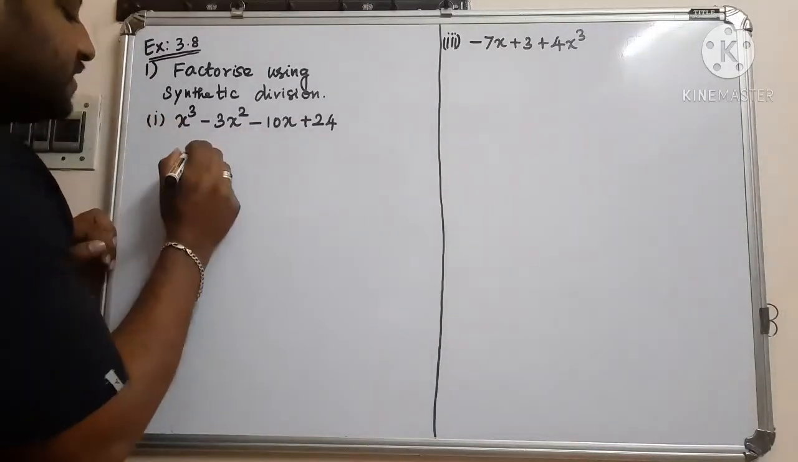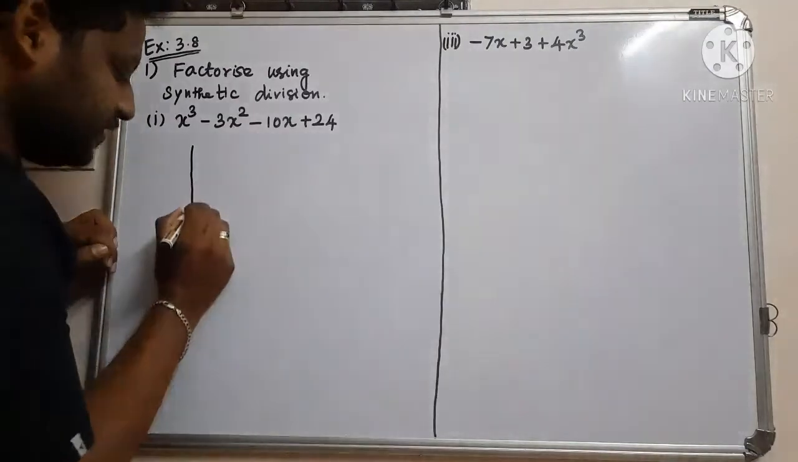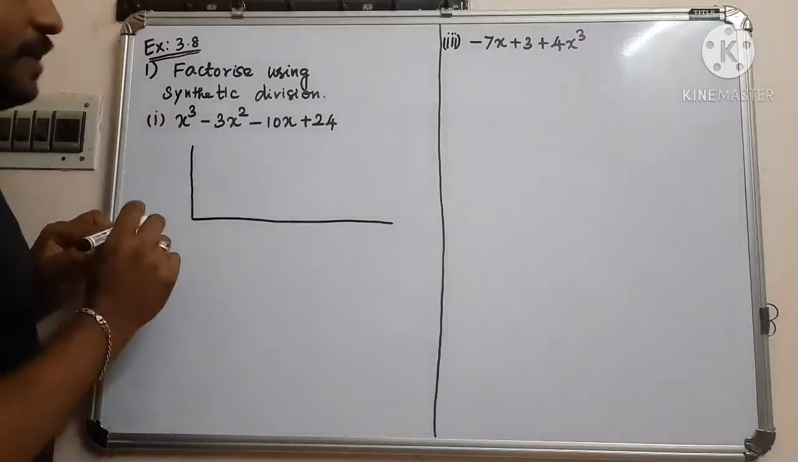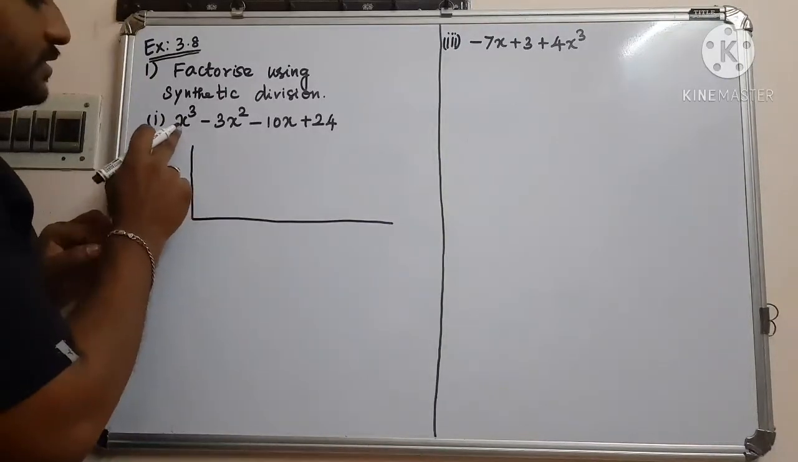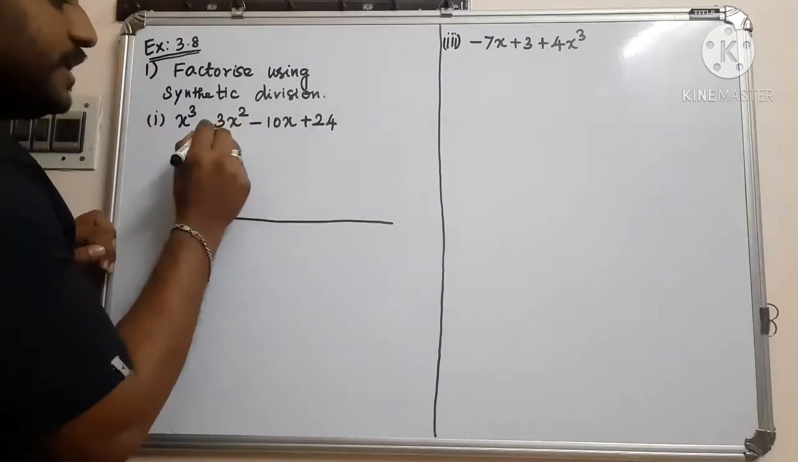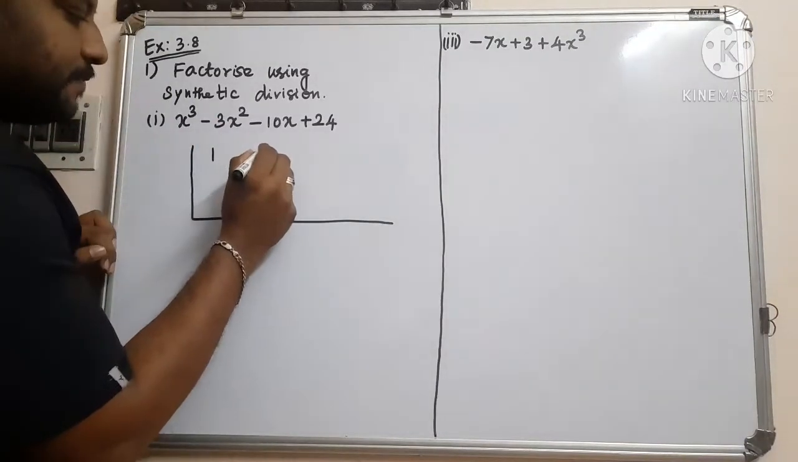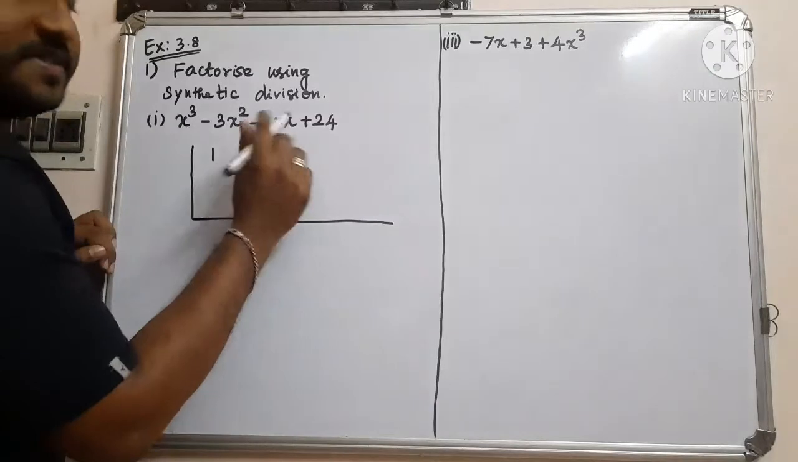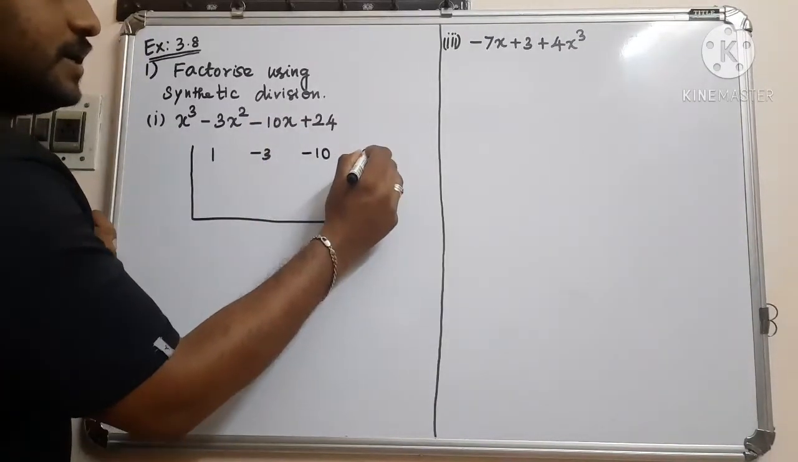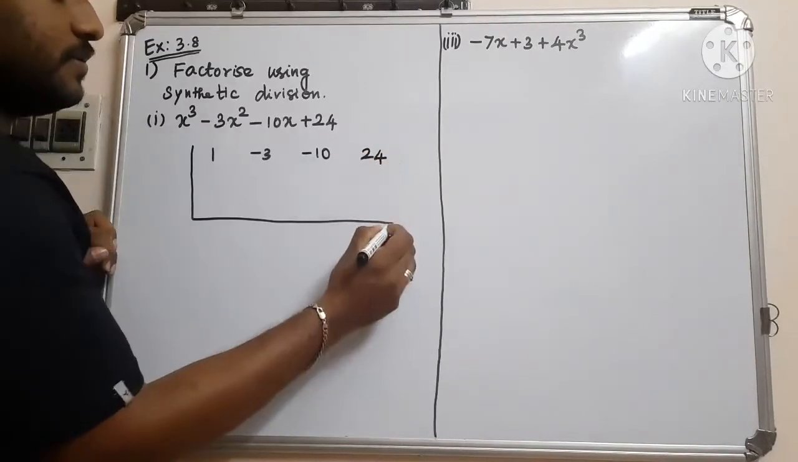Synthetic division is like the L division method. You have to write the coefficient values only. The x cube coefficient is 1, the x square coefficient is minus 3, the x coefficient is minus 10, and the last constant term is 24.